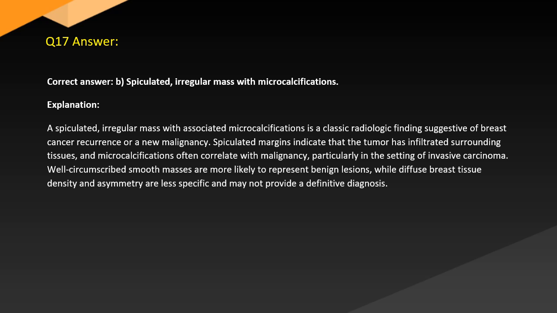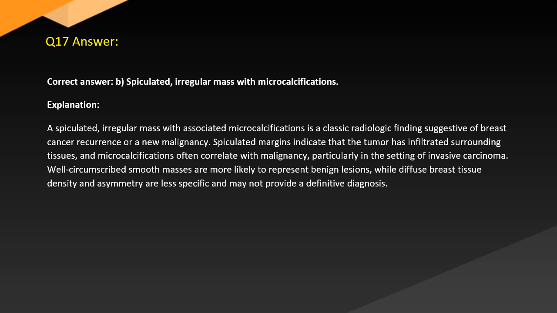Answer. Correct answer. B. Spiculated, irregular mass with microcalcifications. Explanation. A spiculated, irregular mass with associated microcalcifications is a classic radiologic finding suggestive of breast cancer recurrence or a new malignancy. Spiculated margins indicate that the tumor has infiltrated surrounding tissues, and microcalcifications often correlate with malignancy, particularly in the setting of invasive carcinoma.